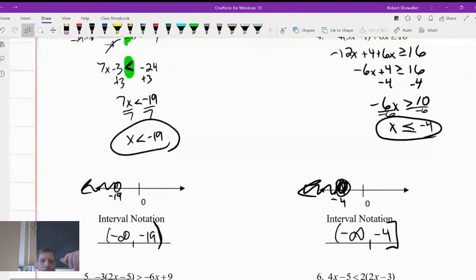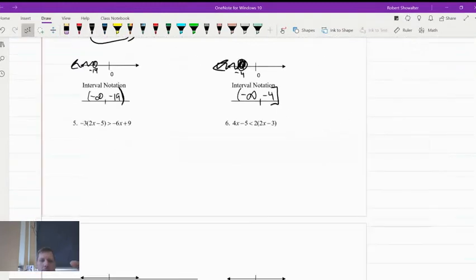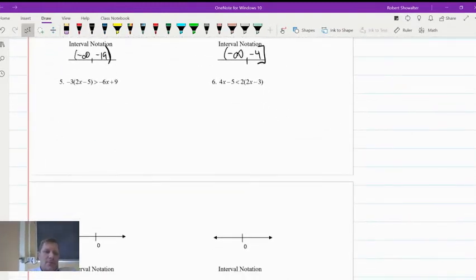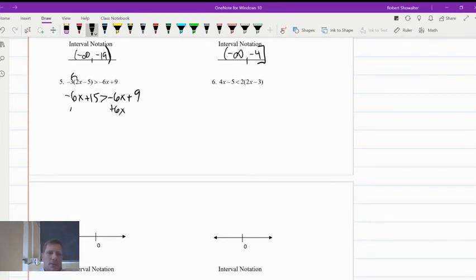Okay. Here we go. Went on 2 pages, but that's okay. Let's go ahead and take a look at 5. So we're going to distribute. So we get negative 6x plus 15 greater than negative 6x plus 9. Go ahead, collect like terms, variables on one side of the equal sign.